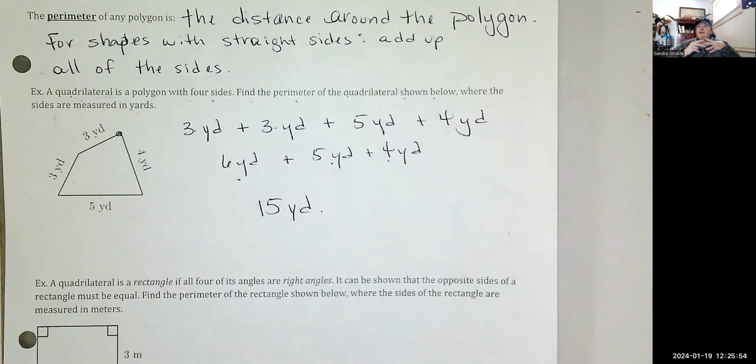Okay, so I can just add them all up. It looks like this side is equal to this side, and it is, with a rectangle. This side is equal to this side as well. So this is 5 meters, and this is 3 meters. Let's add them all up, and I'm going to do it vertically. So 3, 5, 3, and 5. 8 and 8 is 16. So the perimeter is 16.